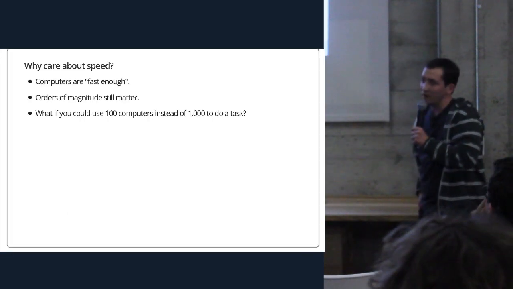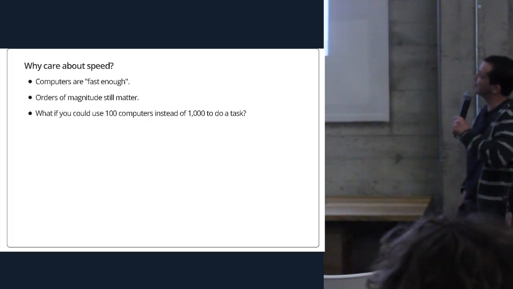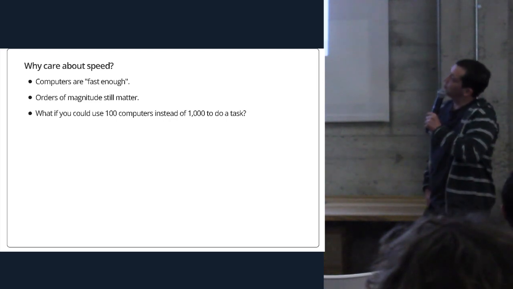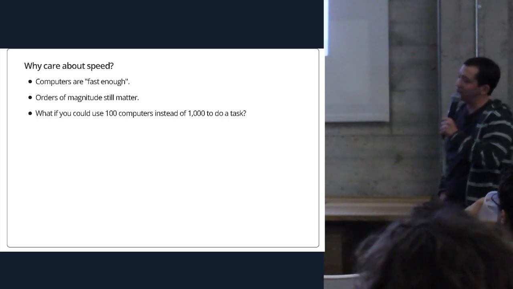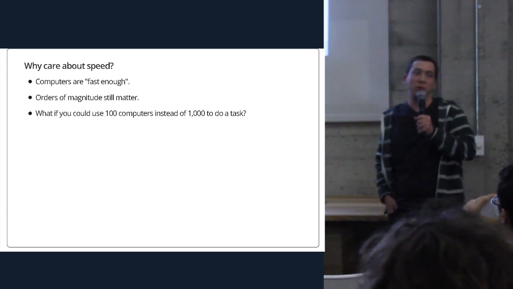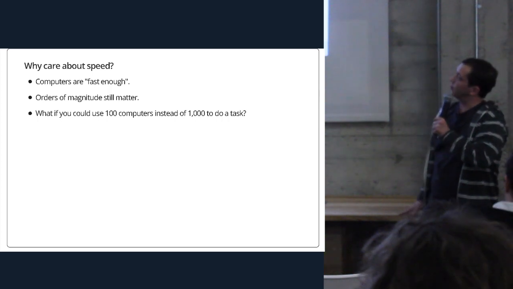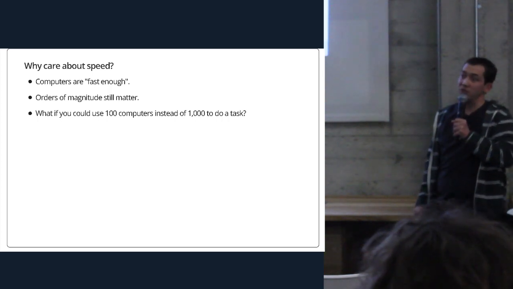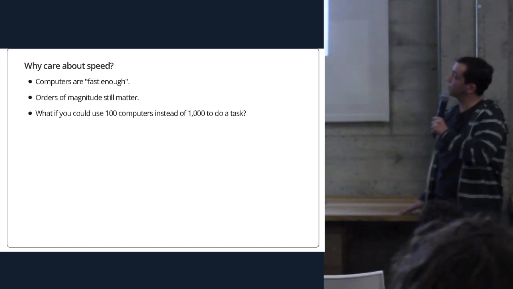So let's talk about speed and how we get it. Why bother trying to make things faster? Computers are really fast, who cares? Well, it turns out orders of magnitude are still really important. If you can figure out a way to use 1/10 the number of computers to do a task in your cluster, yeah, that's worth doing. You do that a couple times, all of a sudden you can do one more thing simultaneously that you couldn't do before.